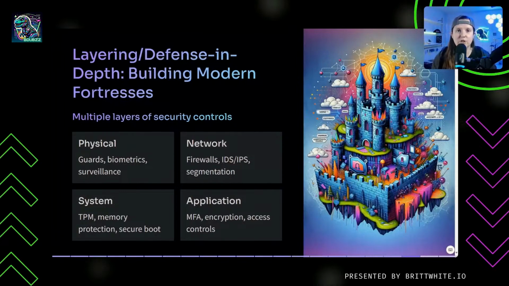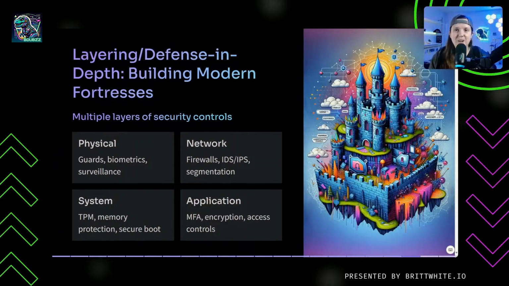And think about the different layers you may have within your organization. You want to protect your risk at each of these layers. For example, at the physical layer, you could have security guards working with biometric access, surveillance systems, and environmental controls. At the network layer, you might have firewalls collaborating with IDS or IPS, network segmentation, and traffic monitoring. At the system layer, you could have memory protection and TPM working alongside secure boot and hardware encryption. And finally, at the application layer, you may implement multi-factor authentication combined with encryption access controls and security testing.